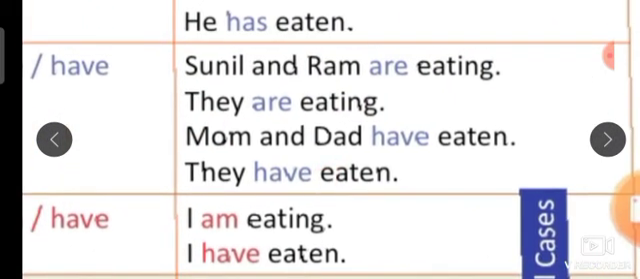Mom and Dad have eaten. So when the action is already done, we use "have". So for a plural subject, if the action is already done, we are using "have" as the helping verb, children. Okay, they have eaten.